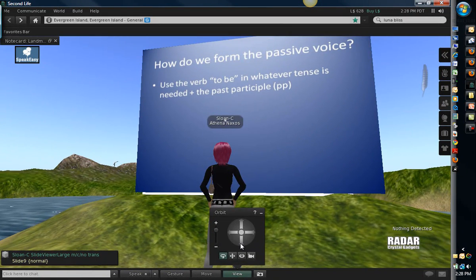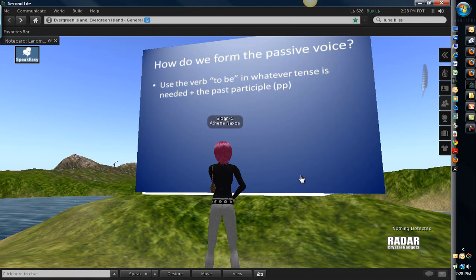How do we form the passive voice? Passive voice is formed using the verb to be in whatever tense is needed, and then the past participle.